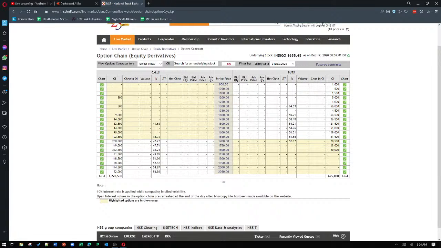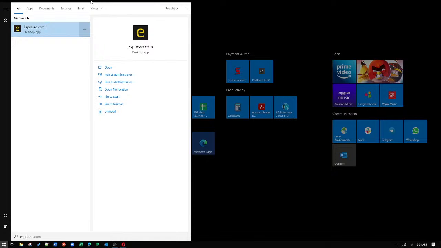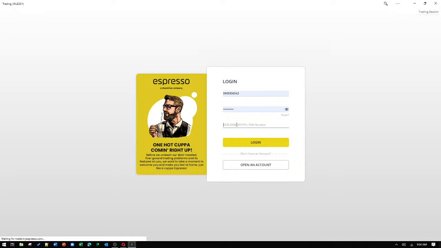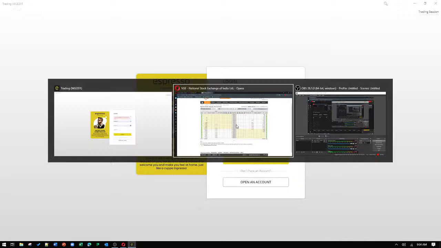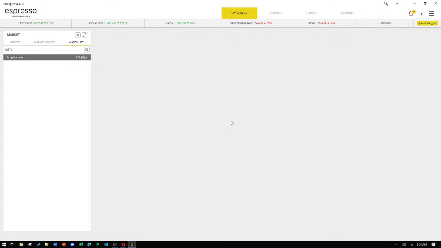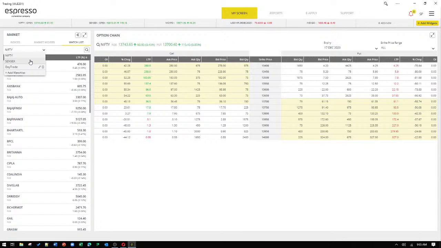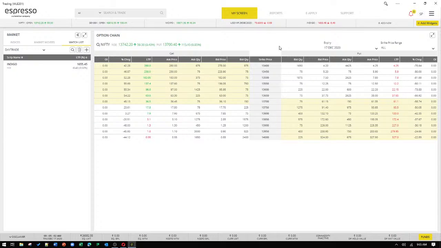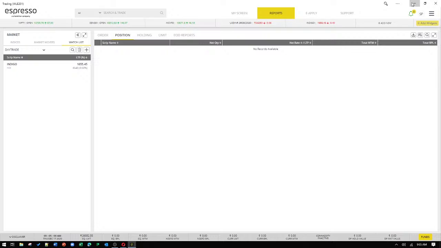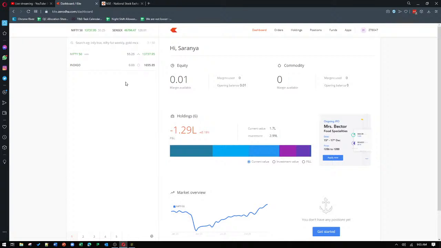Okay, so now I'm using Espresso. Let us log in there as well. I use Zerodha for charting and Espresso for trading. Okay, day trade, one stock, report, position. That's it. Let's come here and do the analysis of the chart.